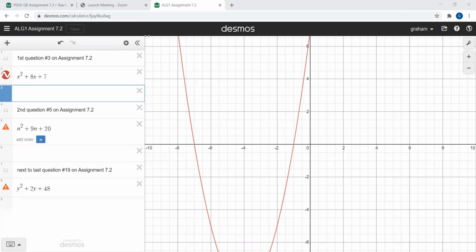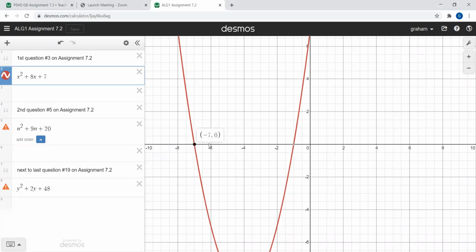So this is just a little bit of extra help for students on assignment 7.2. This is from the textbook. I picked out a few questions just to demonstrate. So the very first question, which is actually question number 3, was x squared plus 8x plus 7. And it asks us to factor. And as you can see, it's already been graphed.